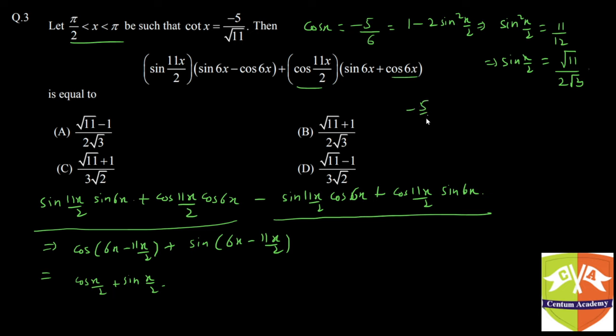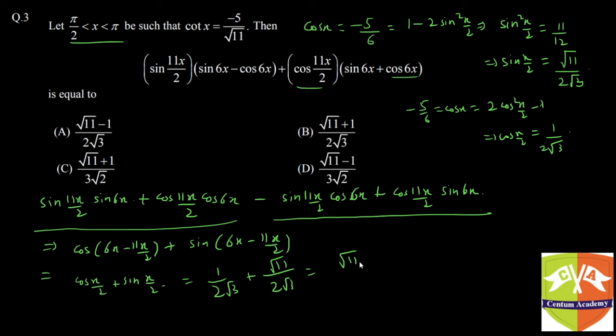Similarly, minus 5 by 6, which is cos x, will equal 2 cos square x by 2 minus 1. So if you calculate cos of x by 2 from this, it will become 1 by 2 root 3. If I substitute these values, this whole thing will be 1 by 2 root 3 plus root 11 by 2 root 3. So this will be root of 11 plus 1 divided by 2 root 3, option number B.